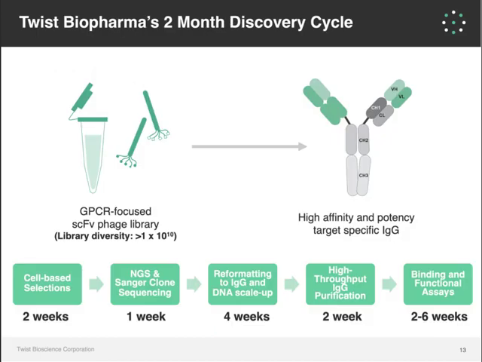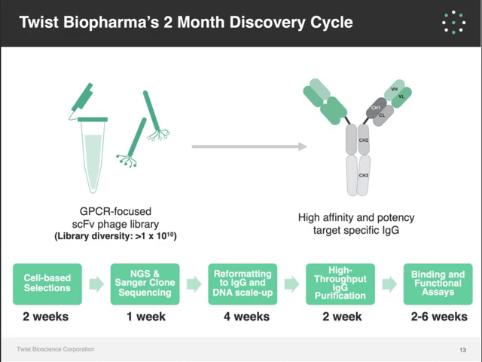So in terms of our workflow for discovering antibodies to GPCRs utilizing this library, again, we have our highly diverse GPCR-focused scFv phage display library with a diversity of greater than 10 billion. We do cell-based panning on the CHO lines I just showed, and we deplete at every round against the parental CHO background line. Typically, we take about 2 weeks to do that, and we do about 4 to 5 rounds of panning.